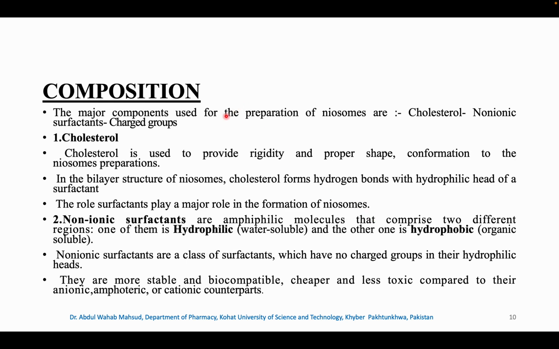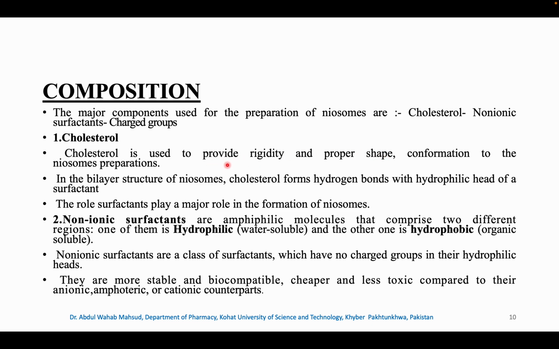Composition, as we have already discussed about the composition of the niosome, but for your kind information, these are the different constituents which are used in the preparation of niosome. The major components used for the preparation of niosome are cholesterol, non-ionic surfactant, charge groups. Cholesterol is used to provide rigidity and proper shape.